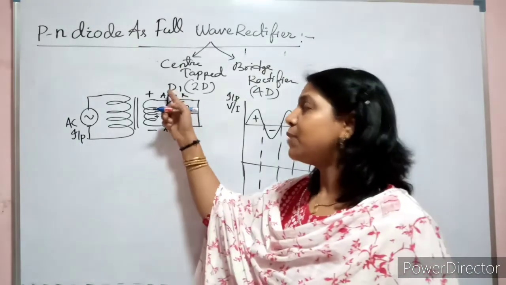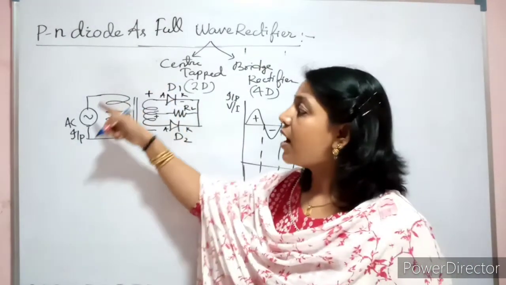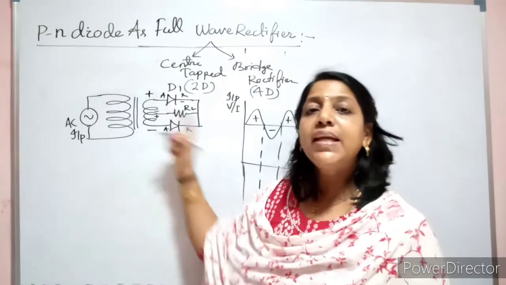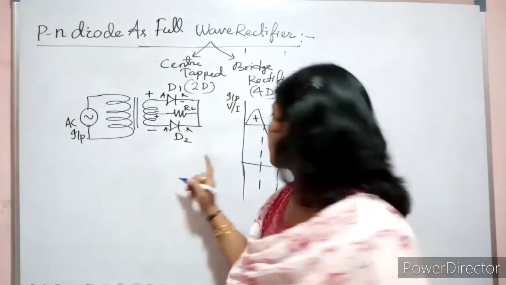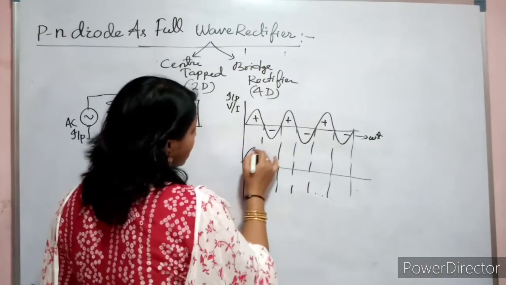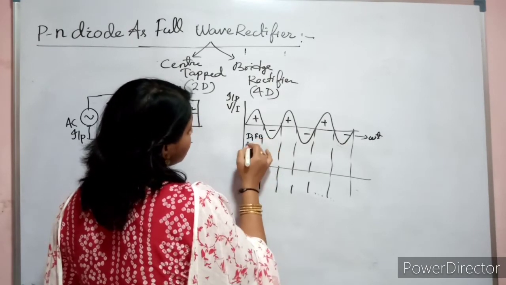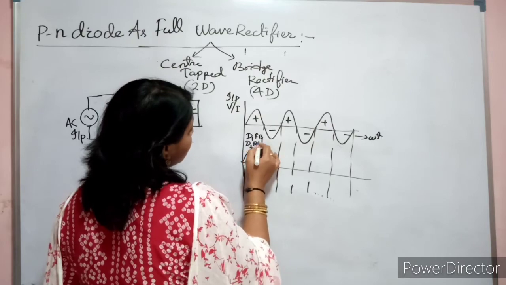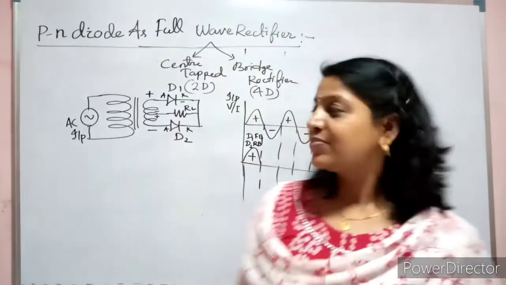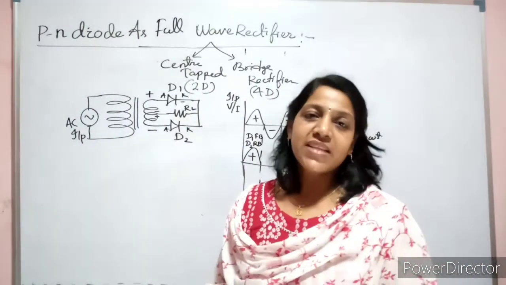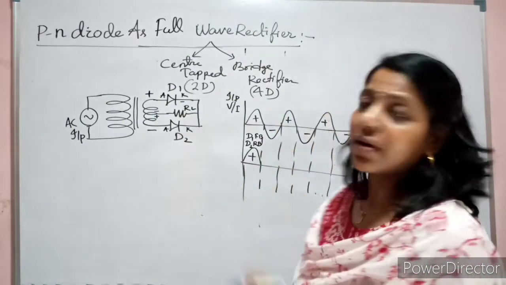So, due to the forward biasing of the diode D1, the half of AC input will be transferred to the output. So, hence, how will you get the output? This is nothing but for one, D1 forward bias and D2 reverse bias. Clear? Now, come to the next half cycle, that is negative half of AC input.